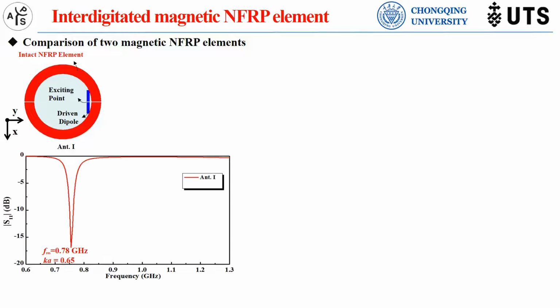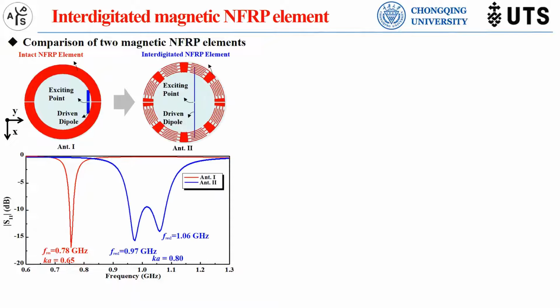It resonates at 0.78 GHz and has an electrically small size with k equals 0.65. When this intact near-field resonant parasitic element turns into an interdigitated one, it then has two nearby resonances but remains electrically small with k equals 0.8. While the electrical size has slightly increased, its calculated Q ratio value becomes much smaller, indicating a good bandwidth enhancement.